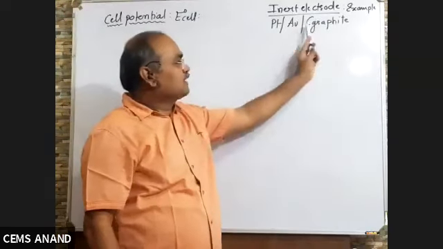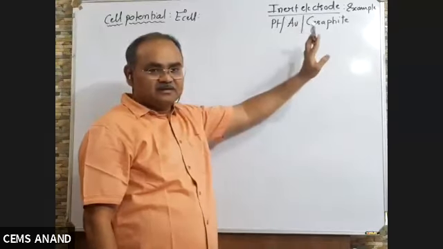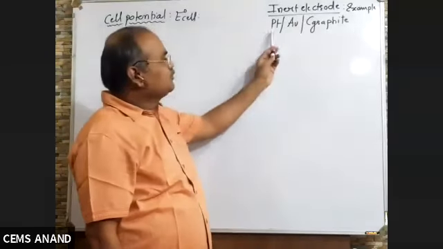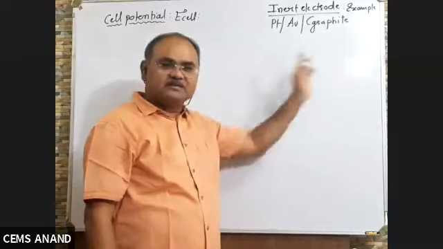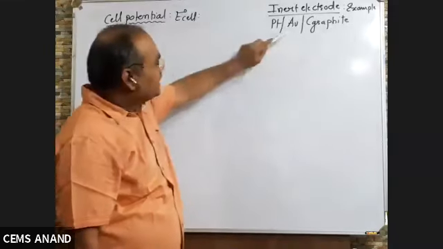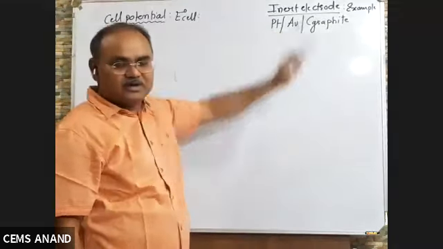Inert electrode examples are platinum, gold, and carbon graphite. Right? There are so many others, but generally we use platinum and graphite. These two will be used more in our chapter. But in the textbook they have given gold also, so you can write it.